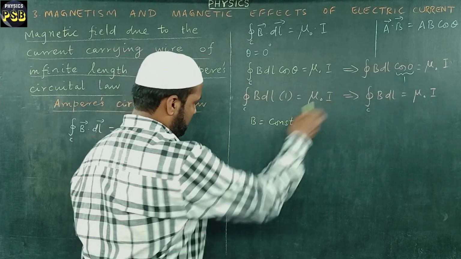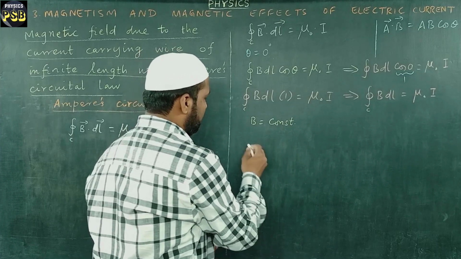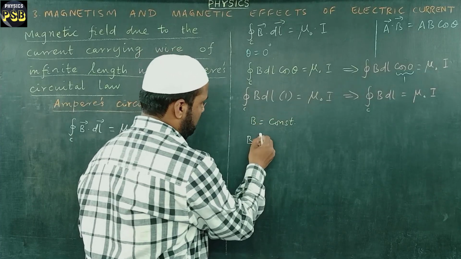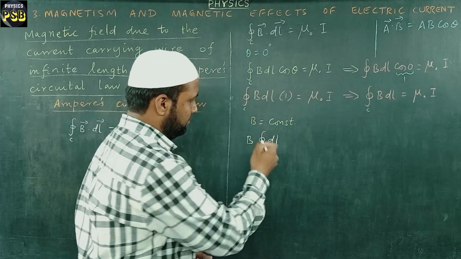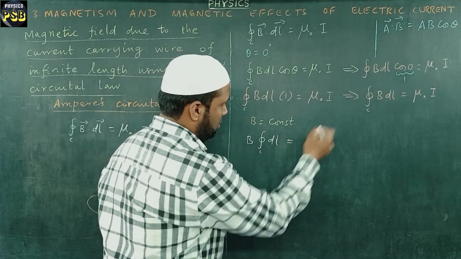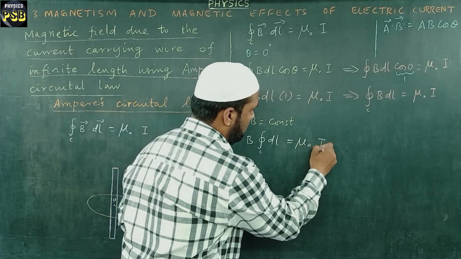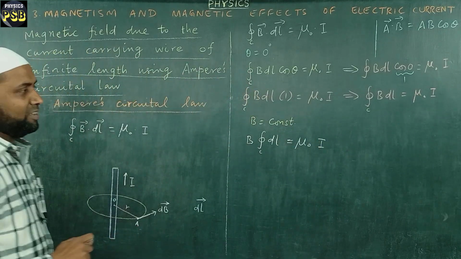This equation can be written as B of dl equals to mu naught I. Okay.